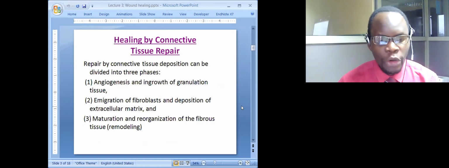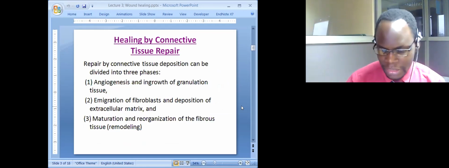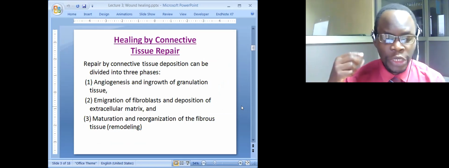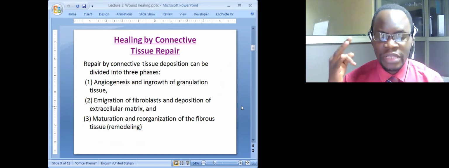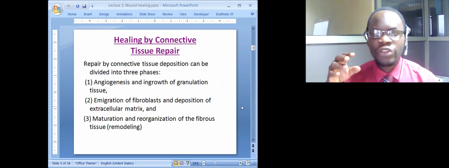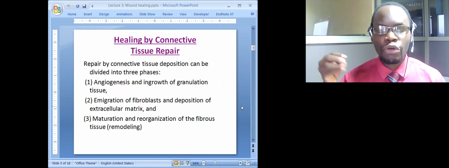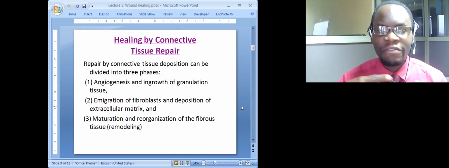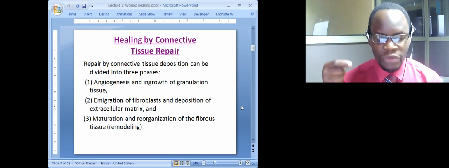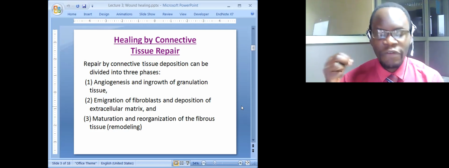So healing by connective tissue repair, in other words, once there is healing by scar tissue or scar formation, we have 3 phases that are involved. First, we have angiogenesis and ingrowth of granulation tissue. Angiogenesis basically means growth of blood vessels to that area. And then the second phase, we have what we call immigration of fibroblasts.